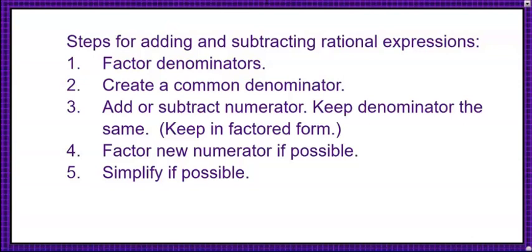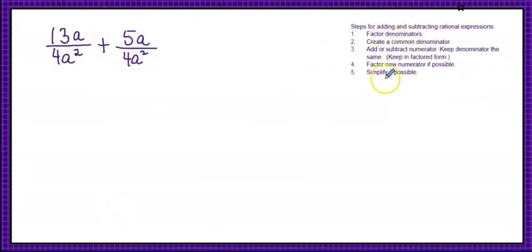So create a common denominator is step 2, and then you see steps 3 through 5. I'm not going to read them out for you. We will have them on the next couple pages. So you see I have the steps over here smaller for us so we can just refer back to it if we need to. So here's an example, 13a over 4a squared and 5a over 4a squared, and we need to add these together. The denominator is the same. So we're, factor denominators. There is no factoring to be done here. I can't factor one term. Step 2, create a common denominator. It's already common. It's already the same.